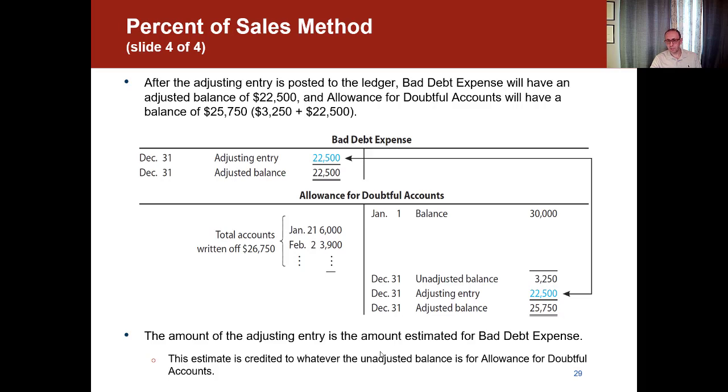The amount of the adjusting entry is the amount estimated for bad debt expense. So this estimate is credited to whatever the unadjusted balance is for allowance for doubtful accounts. So I'll stop here. In the next video, we're going to see the other method that's based on percentage of accounts receivable.